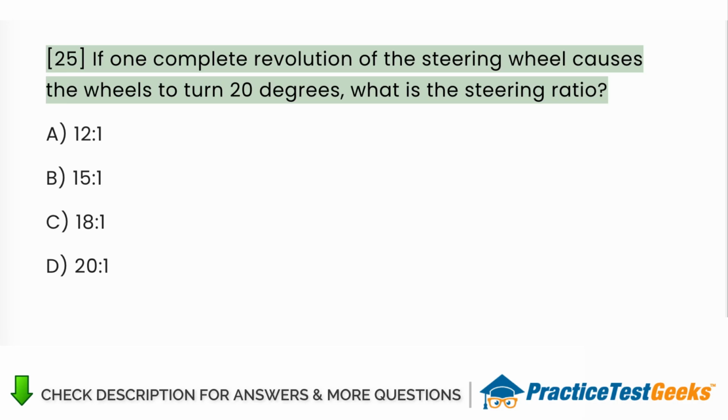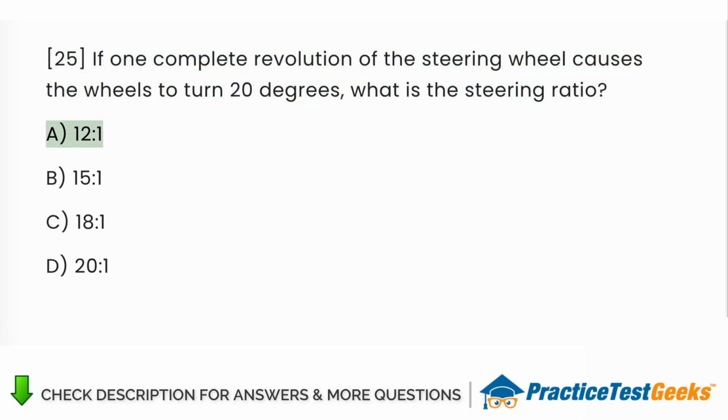If one complete revolution of the steering wheel causes the wheels to turn 20 degrees, what is the steering ratio? A. 12:1. B. 15:1. C. 18:1. D. 20:1.